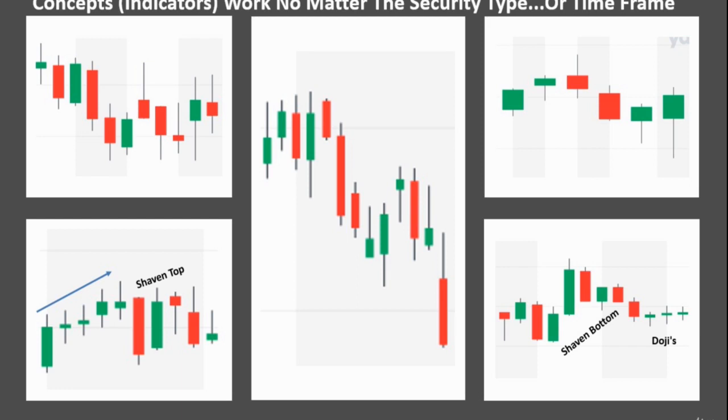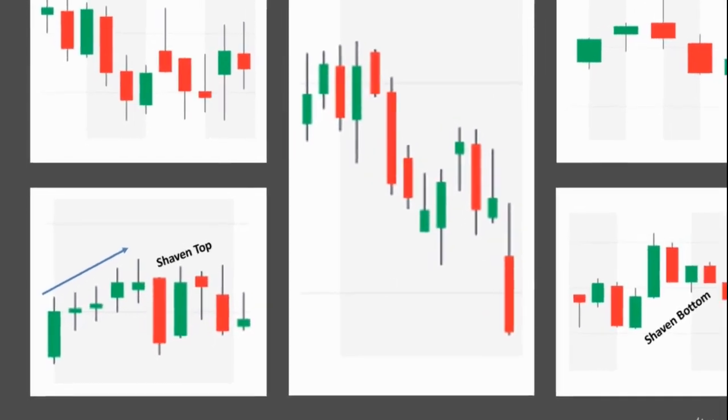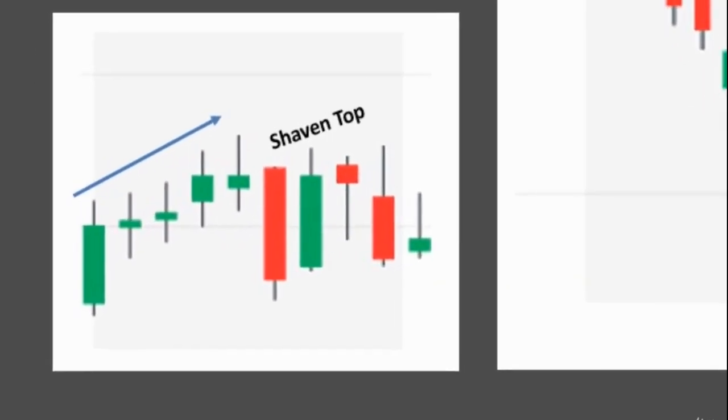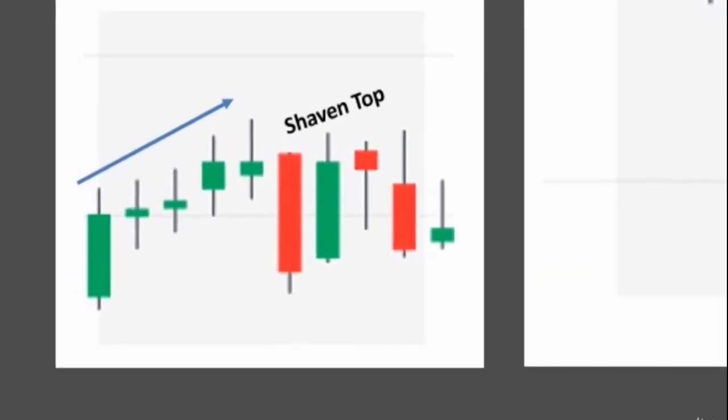So again, very universally applicable. And if you look at the bottom left there, you can see something where I've drawn a blue trend line. We'll learn about drawing trend lines. And there's a concept called a shaven top, right? Where the top of that little candle doesn't have a real tall wick. That's called a shaven top, and you'll learn about that too.